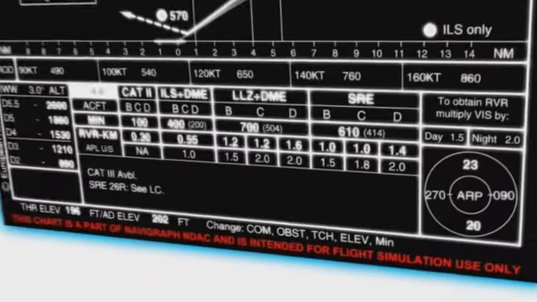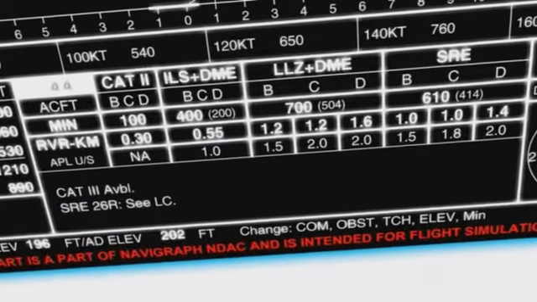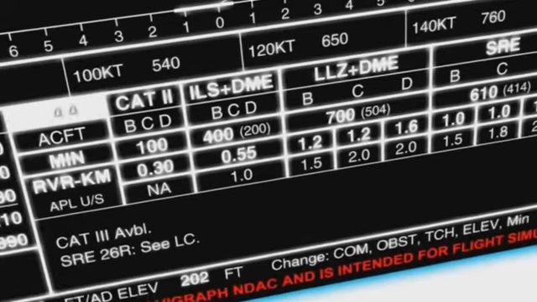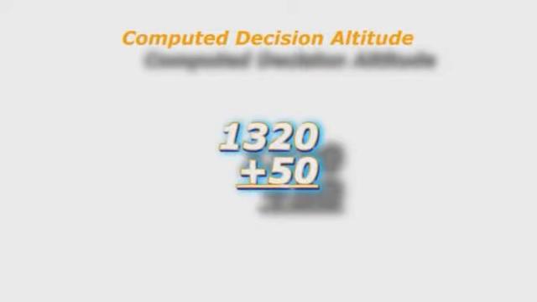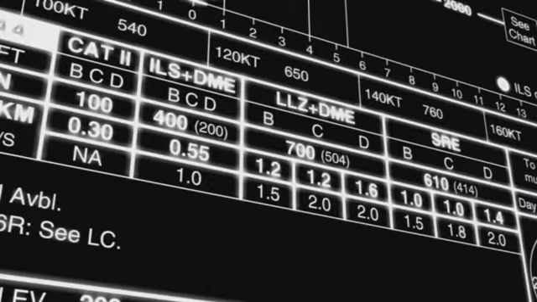Each approach you perform will have an MDA, minimum descent altitude. This altitude is computed for the CDAP by adding 50 feet. Say your MDA is 1,320. The computed decision altitude for the CDAP would then be 1370. Make sure you are using the proper category and approach MDA for your computation.